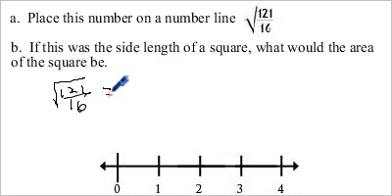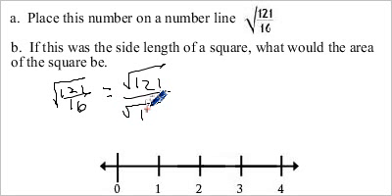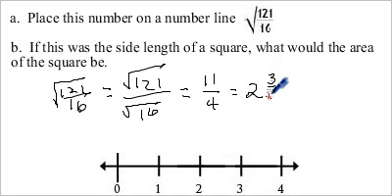And that is exactly the same as finding the square root of 121 over the square root of 16. Both of these, 121 and 16, are perfect squares. We know that the square root of 121 is 11 and the square root of 16 is 4. So the square root of 121 sixteenths is 11 fourths. And that can of course be simplified to 2 3/4.